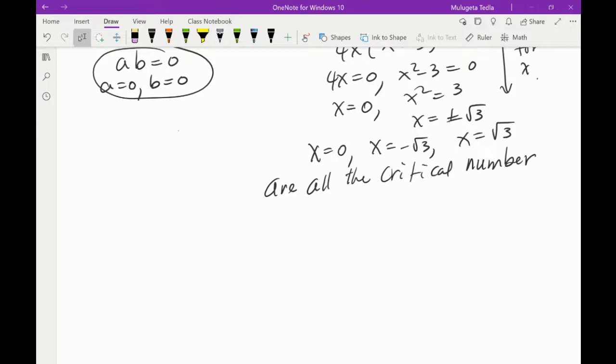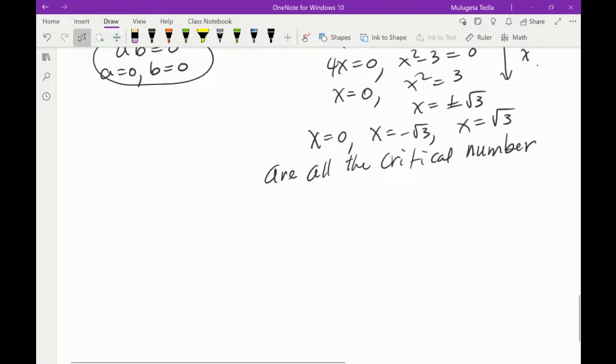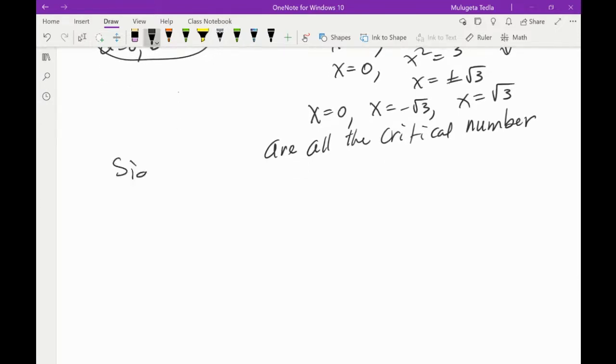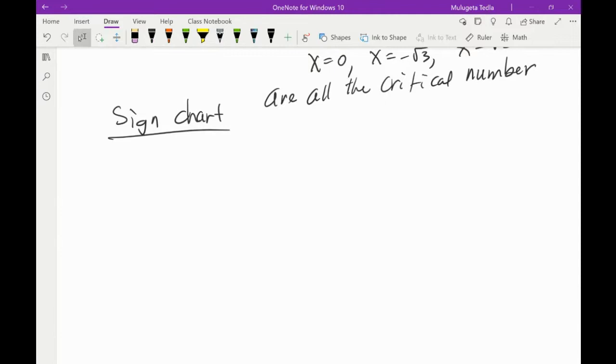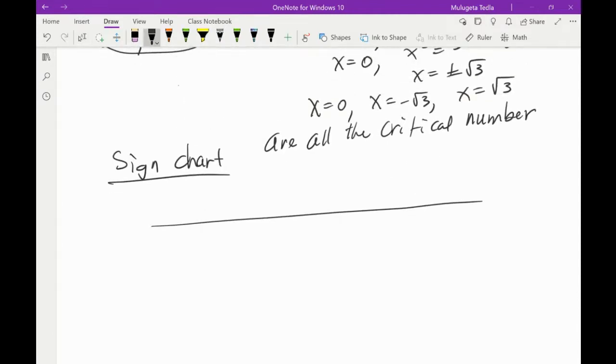Now, you made your chart, the sign chart, which will help you decide where the graph is increasing, where the graph is decreasing, where the graph's maximum point is, and where the graph's minimum point is. All this will be determined by the sign chart. So I'm going to have a big x-axis, because this x-axis is divided into maybe more than 3 intervals.